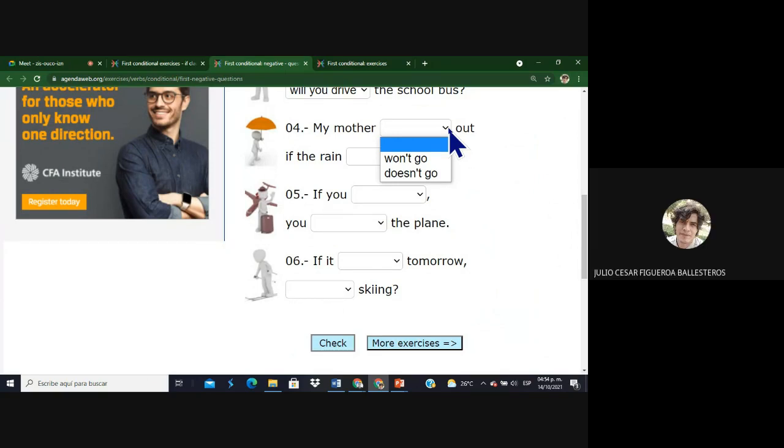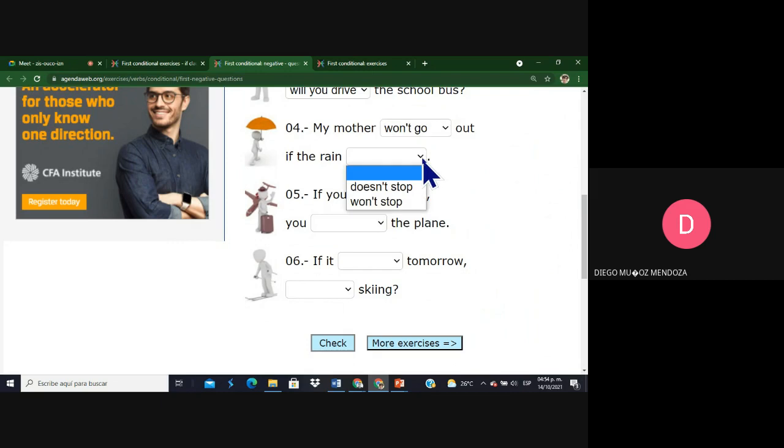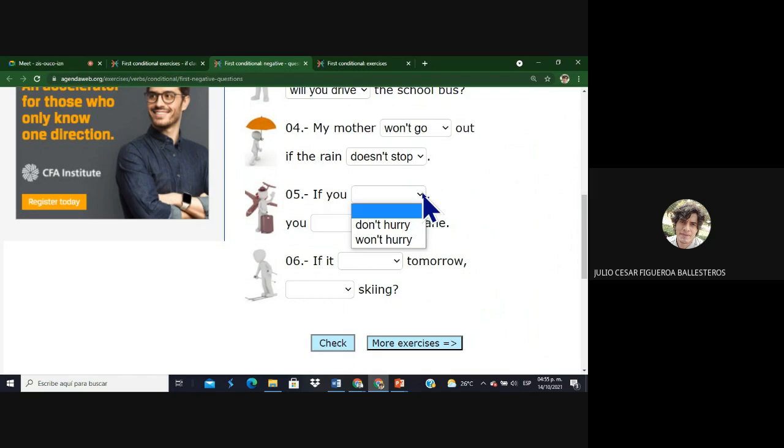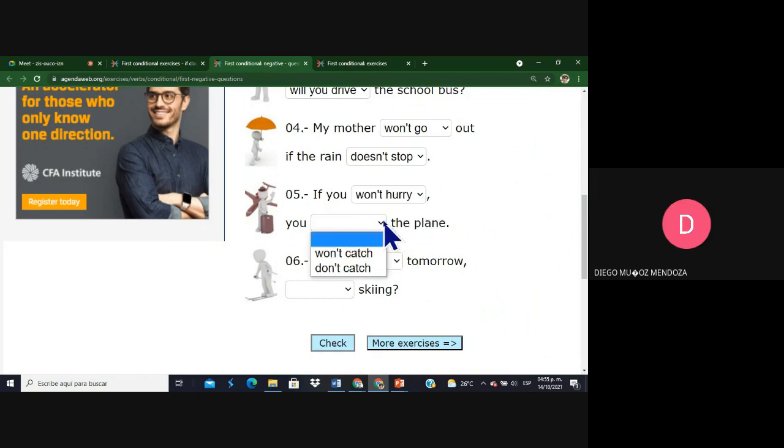My mother won't go out if the rain doesn't stop. If you want hurry, you don't catch the plane. Change it because the structure is incorrect. If you don't hurry, you won't catch the plane.